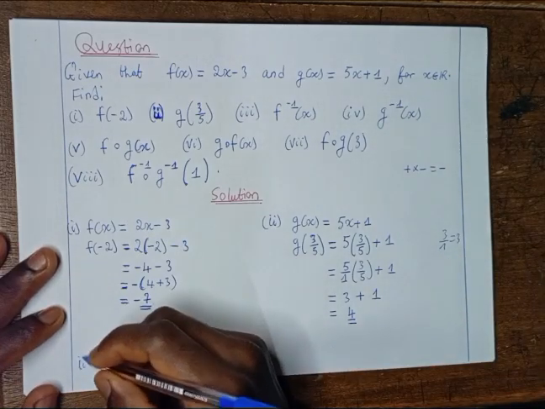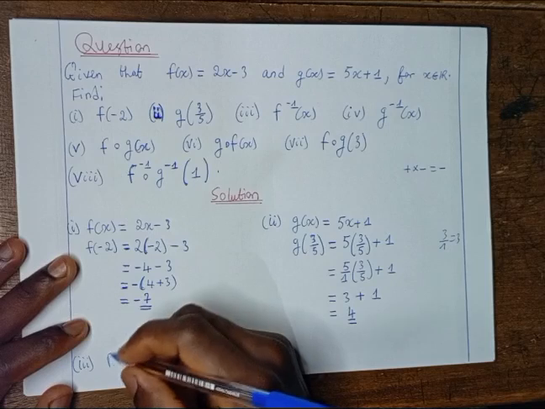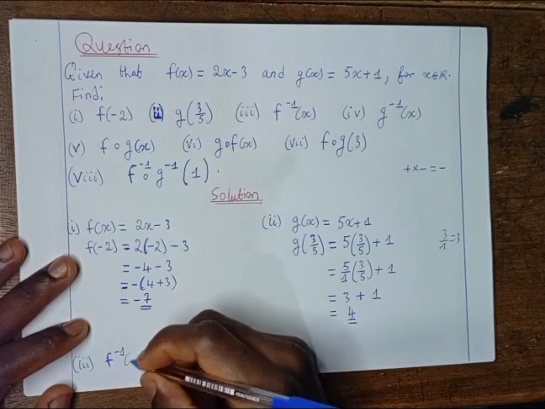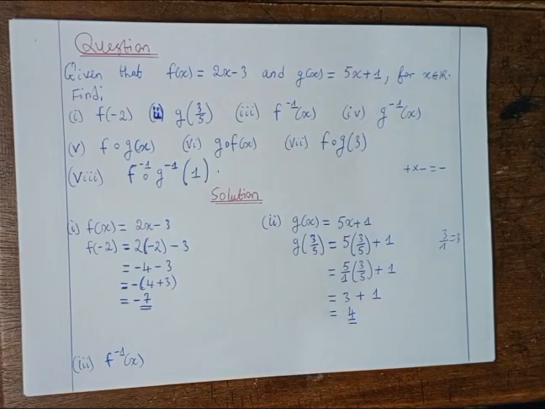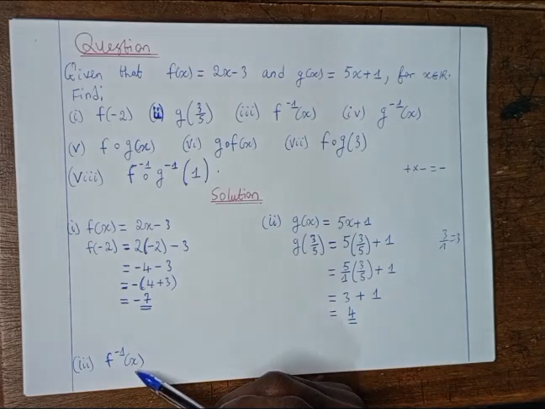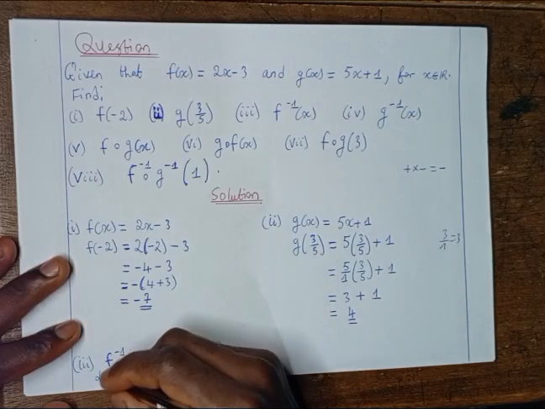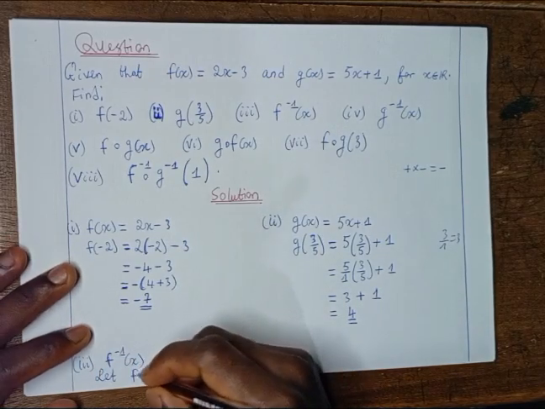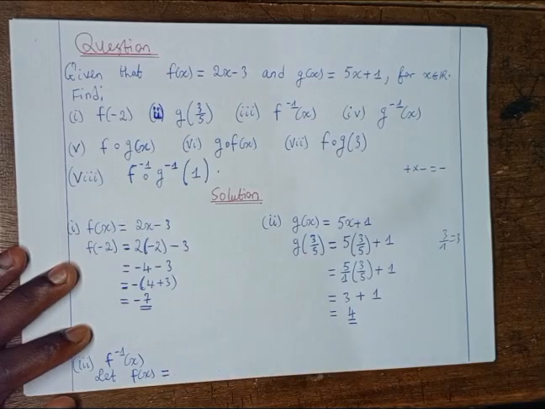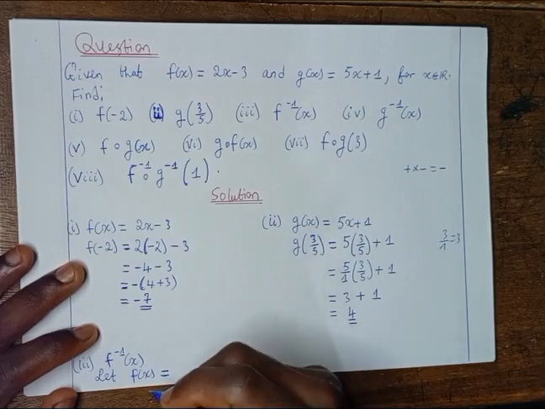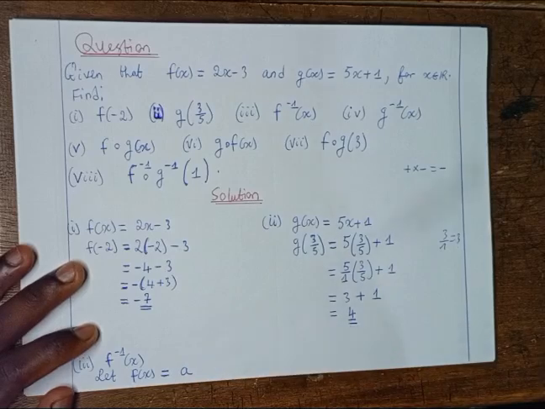2iii says we should find f inverse of x. For us to find f inverse of x, the first thing we are going to do is let the function f of x be equal to any variable of our choice, any unknown. But the unknown should be different from x because our function is in terms of x. Let's make use of the letter a.